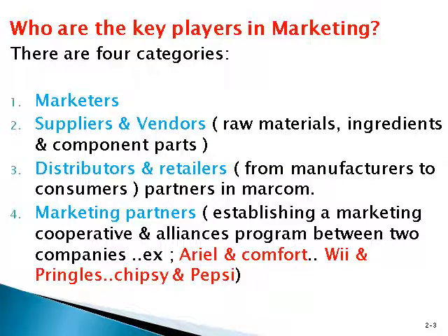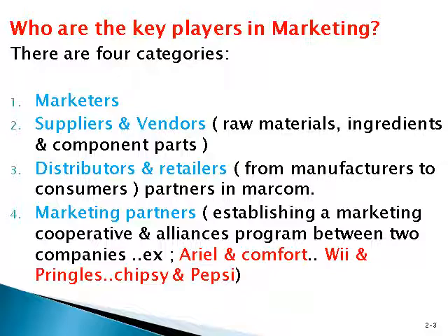Starting with the question, who are the key players in marketing? Actually, there are 4 categories: marketers, suppliers and vendors, distributors and retailers, and finally marketing partners. Marketers, usually they are the brand owners or the advertising agencies or the marketing agencies working for them.